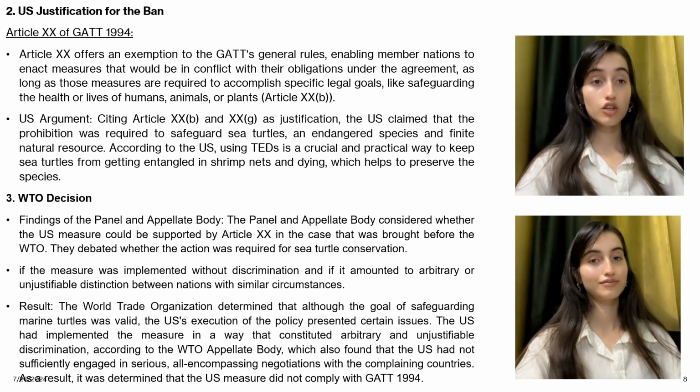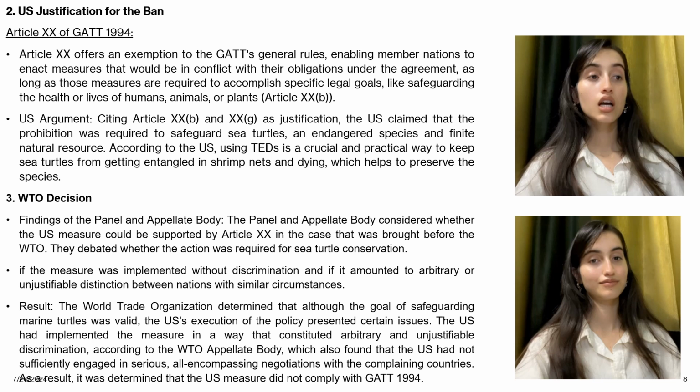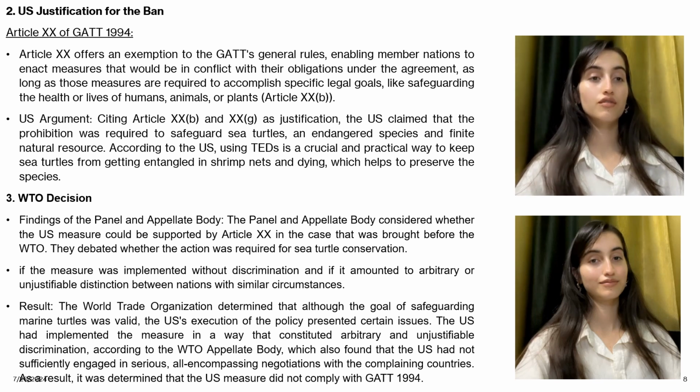The US argument was that it cited Article 20b and 20g as justification. The US claimed that the prohibition was required to safeguard sea turtles, an endangered species and finite natural resource. According to the US, using TEDs is a crucial and practical way to keep sea turtles from getting entangled in shrimp nets and dying, which helps to preserve their species.